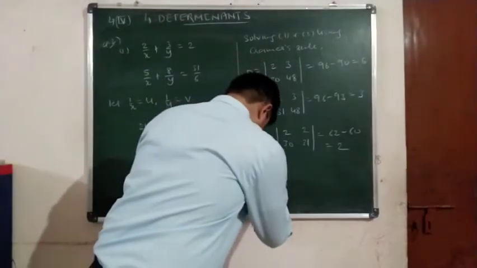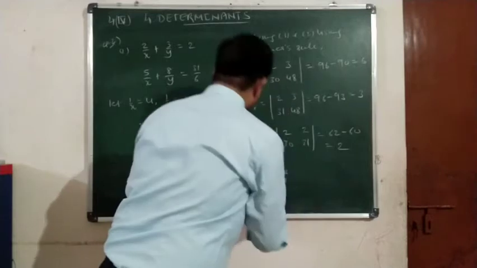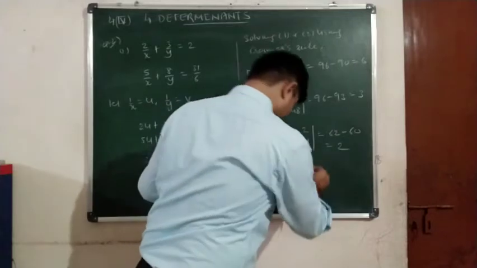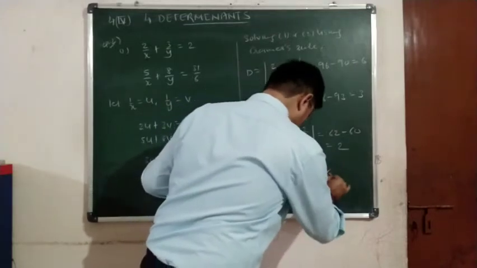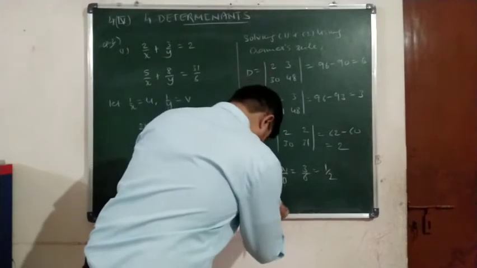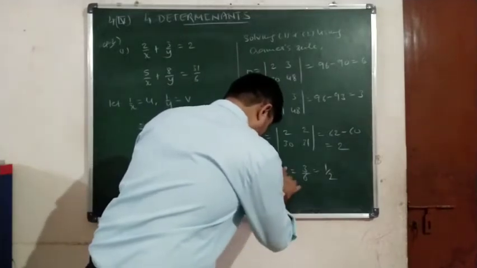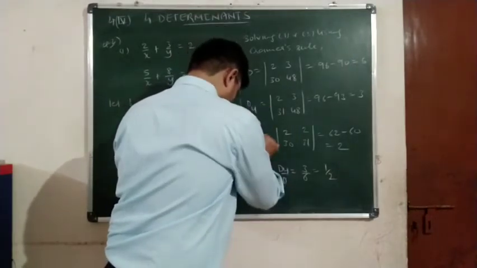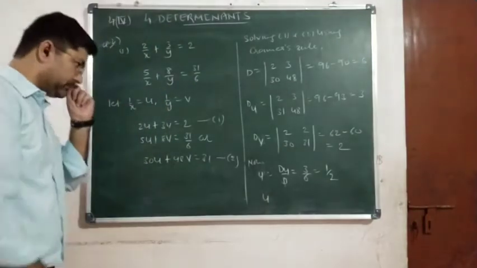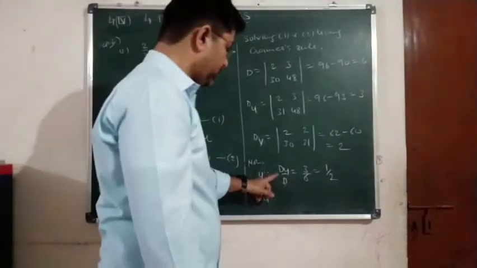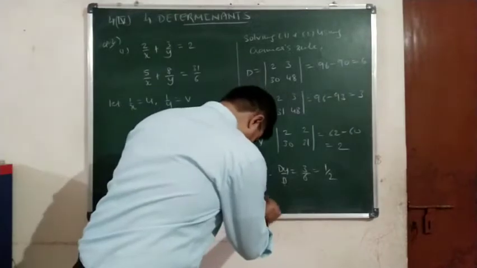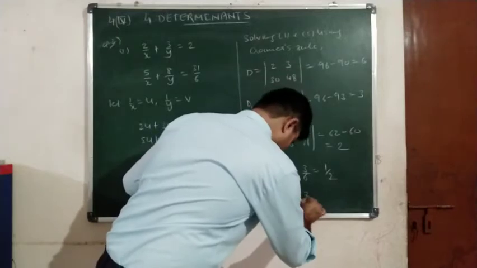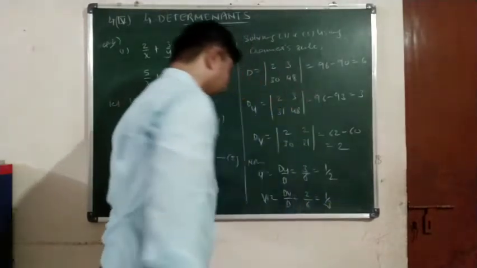Now v is equal to dv upon d. So dv is 3 by 6, 1 by 2, sorry, this is u first. u and v we are taking in this way: 1 by x is u. Clear? So u is equal to du by d and v is equal to dv upon d. So dv is 2 by 6, which is equal to 1 by 3.